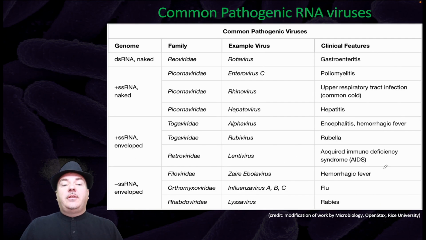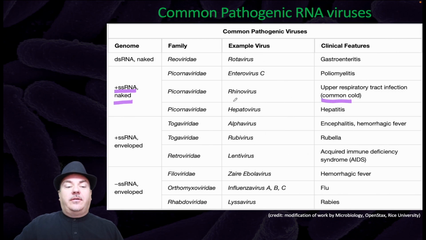We also have common pathogenic RNA viruses, where you can have a double-stranded RNA and a naked virus, for example, rotavirus, or positive sense single-stranded RNA and a naked virus, for example, the one that causes the common cold, the rhinovirus, positive sense single-stranded RNA and an enveloped virus, for example, the one that causes rubella, and negative sense single-stranded RNA and an enveloped virus, for example, the one that causes the common flu.